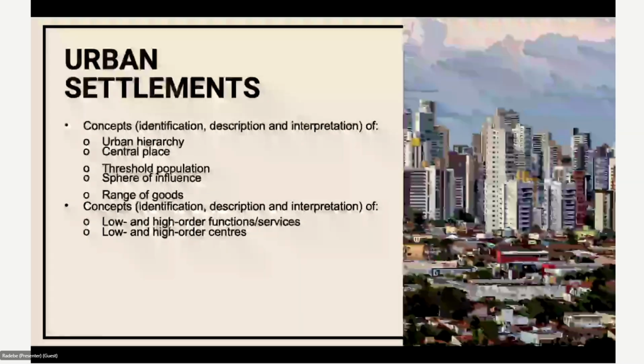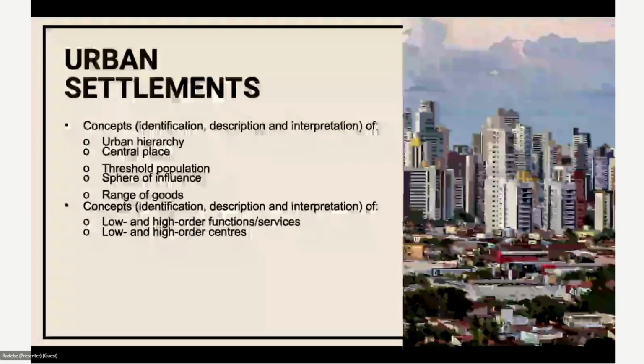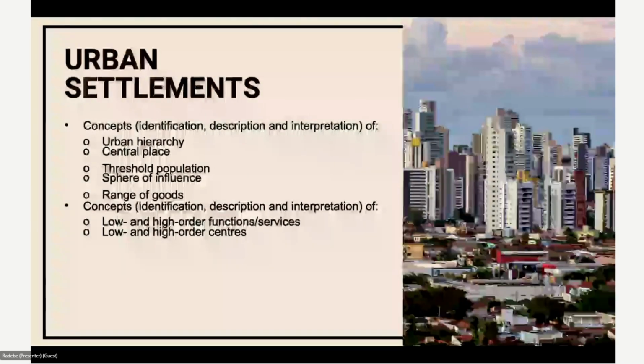Obviously, if you look at the threshold population, it is the population that is available to support a certain business. If there's a business somewhere, then obviously you look at the number of people to support it. And then sphere of influence, you look at the area where you get your customers. Range is the maximum distance a person might be able to travel to buy goods. Maybe those goods might be low order or high order goods or services. So it depends also on that.